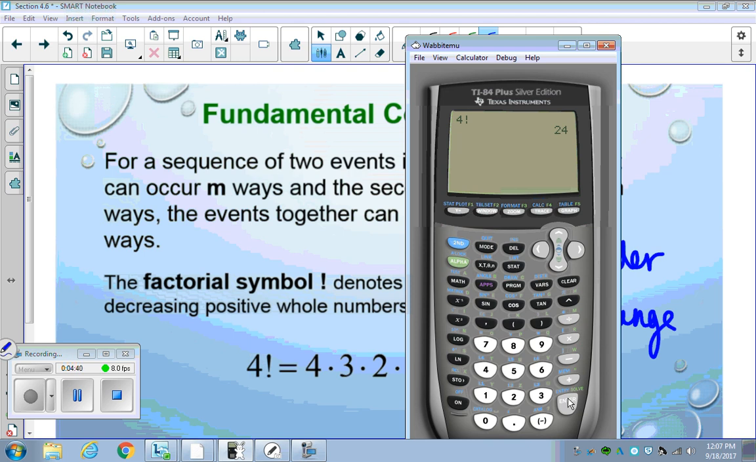5 factorial. I can do that simply by going 5, math, probability, and number 4 for the factorial symbol, and that's going to be 120. So that would be 5 times 4 times 3 times 2 times 1, but of course times 1 is itself. Okay? So it's not the calculation that's difficult. It's going to be deciding which of these I'm going to use, okay?